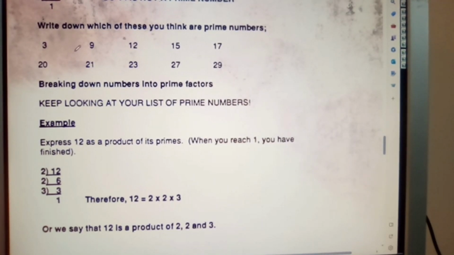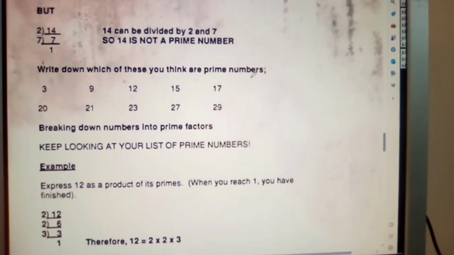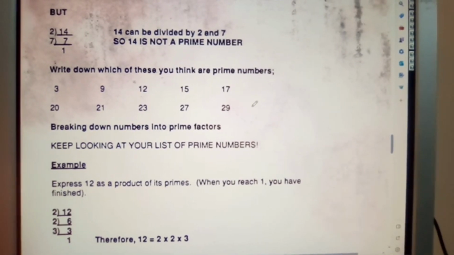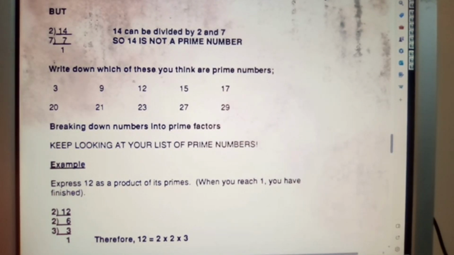Now, I'm not going to tell you which of these are prime numbers. That's something for you to do. It should only be able to be divided by itself and 1 without any remainder. So quite a few of these here could be prime numbers.